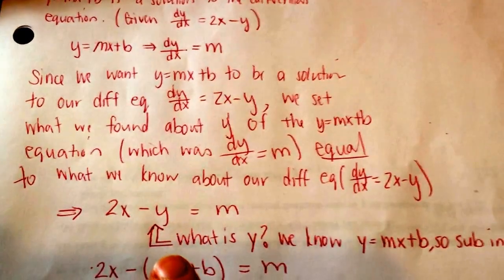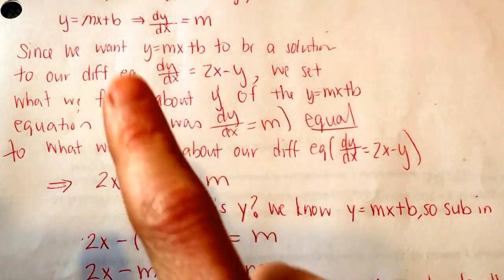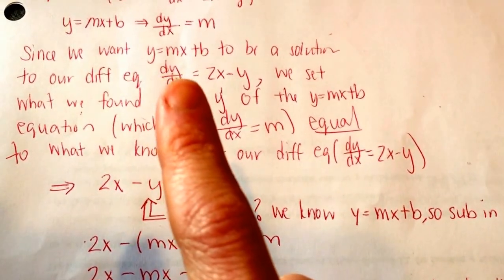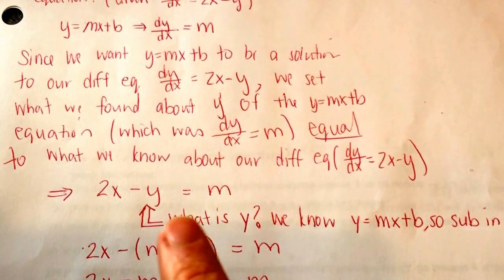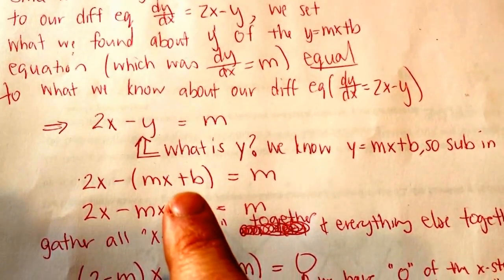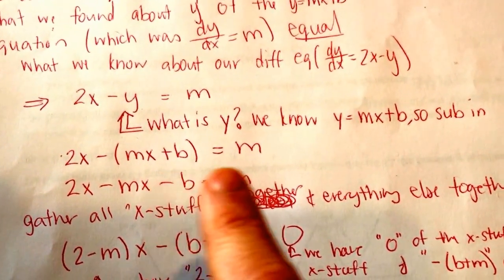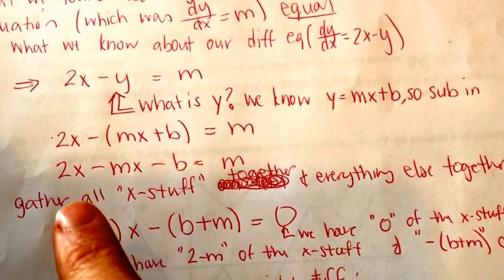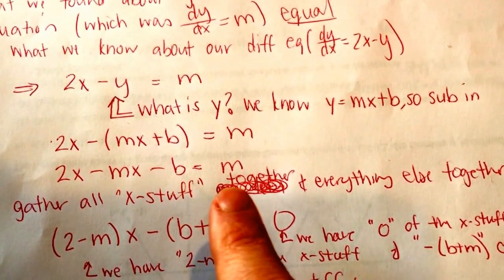Now when we go to solve it, we have this 2x minus y, but what is that y? Well, we know that we wanted to show that this was a solution, right? So when y equals mx plus b, that was a solution. So that y, just replace it with that mx plus b, just substitute it in. So we have 2x minus y, which is mx plus b, equals m. And then just distribute that negative: 2x minus mx minus b equals m.